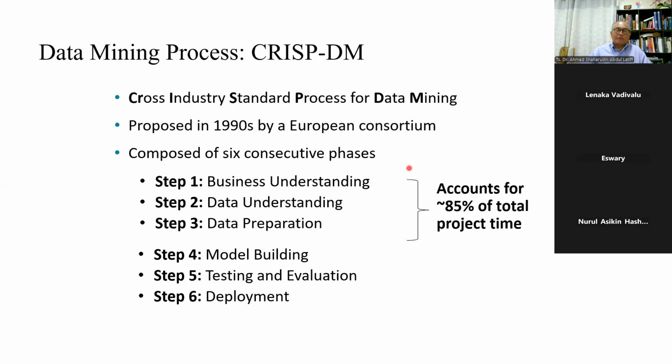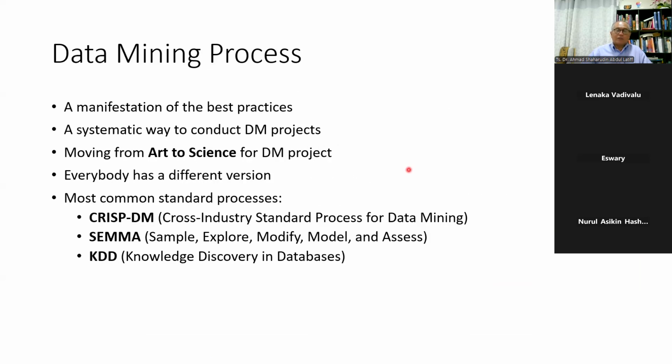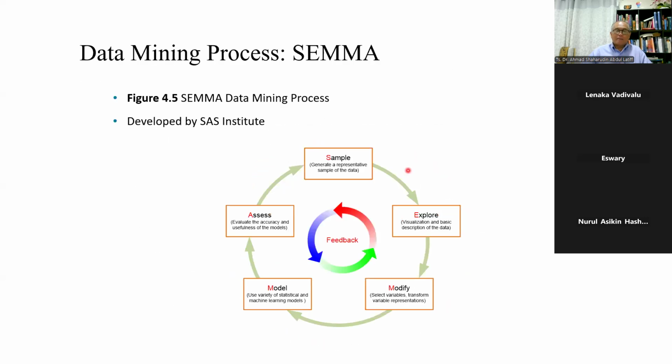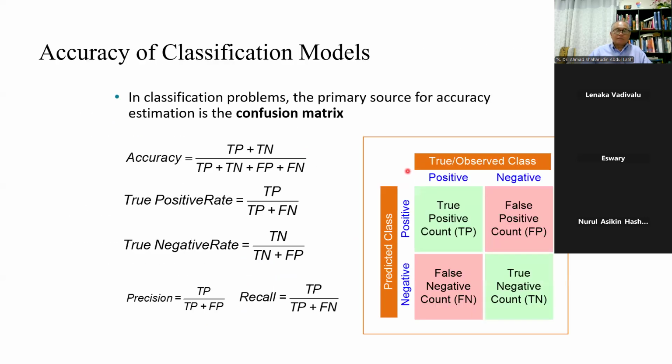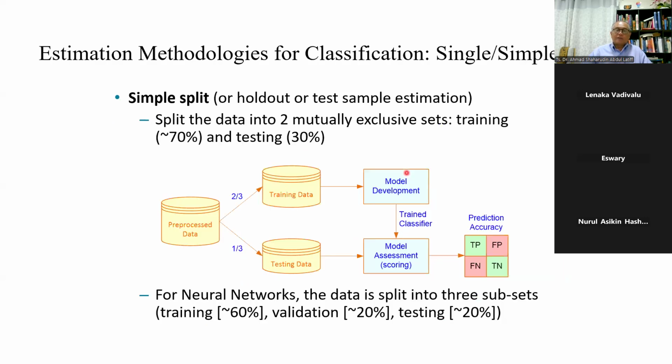And then processes of data mining. I provided you 3 processes of data mining in general: CRISP-DM, SEMMA, and KDD. And then some data mining methods. We started with classification. And then how do you test your classification? Test your model for your classification, and the development of the classification model using simple split, where you test your model at the end.